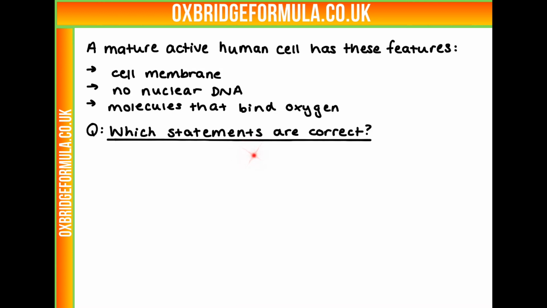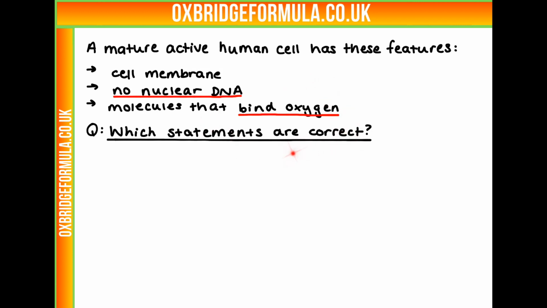But before we look at those statements, let's try and figure out what this cell might be. So we have a cell membrane, which is pretty obvious. I think most, if in fact all cells in the human body have a cell membrane. So it's really these two things. It has no nuclear DNA and it can bind oxygen, the two main defining features of the cell. So what cell in the body might this be?